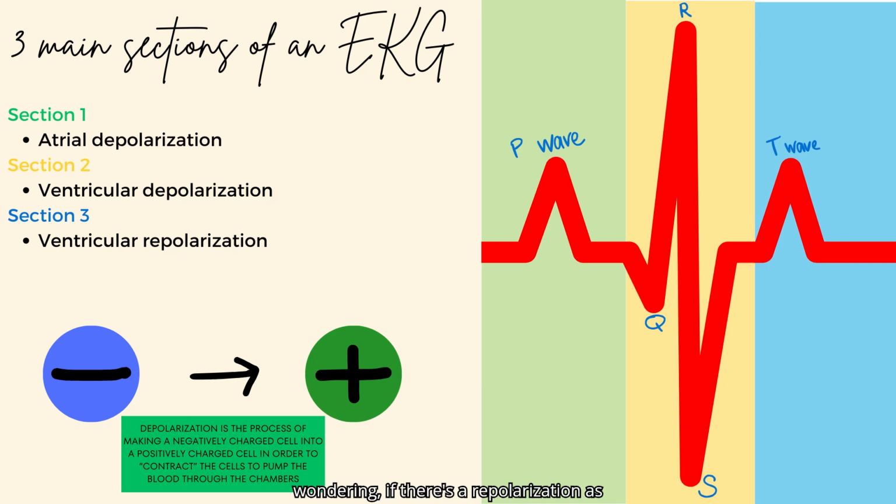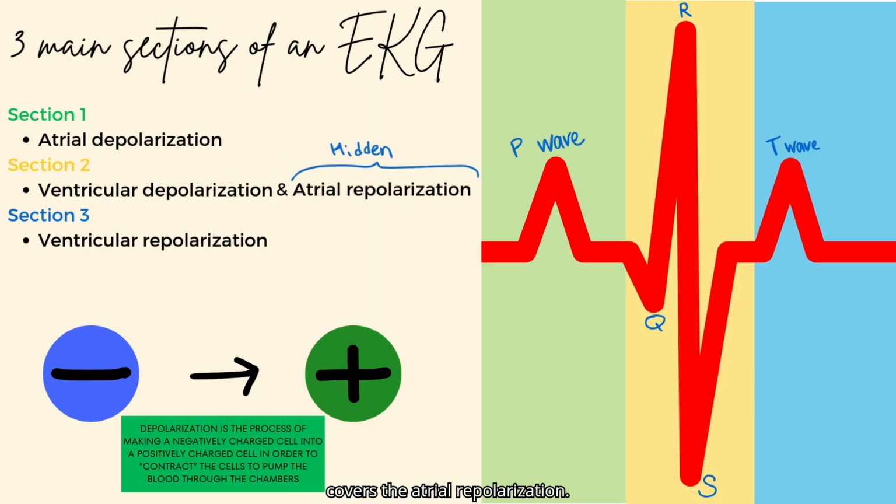Now, you might be wondering, if there's a repolarization, as in resting phase for the ventricles after they depolarize, well then, shouldn't the atrial depolarization also have a repolarization phase? Well, you're absolutely right. However, when you take into account the size of the atria versus the size of the ventricles, the ventricular depolarization hides or covers the atrial repolarization, since the electrical signals of the ventricular depolarization are greater than those of the atrial repolarization. So that just makes it a little bit easier to understand why the atrial repolarization is hidden behind the ventricular depolarization.